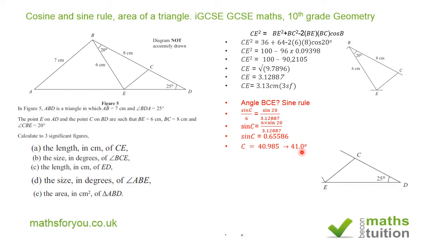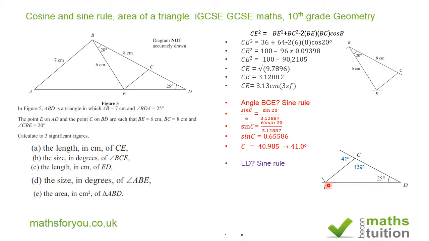Now for the next section, we want to find the angle ABE. To do that, I've now isolated this triangle here. We know from part B that this angle here is 41 degrees. If that's 41 degrees, this angle here has got to be 180 minus 41, which is 139 point whatever, 0.015, I think it is. So that angle is 139.